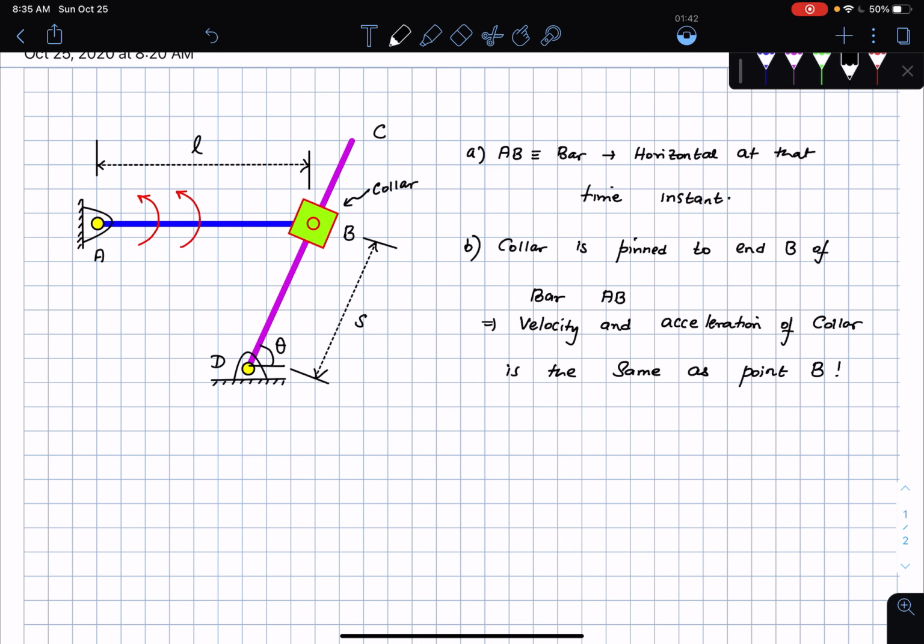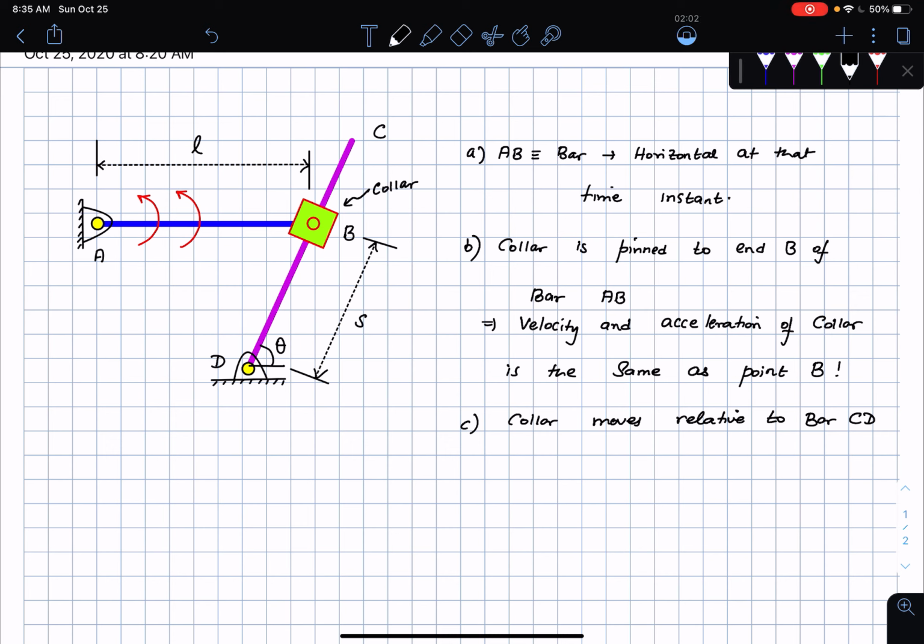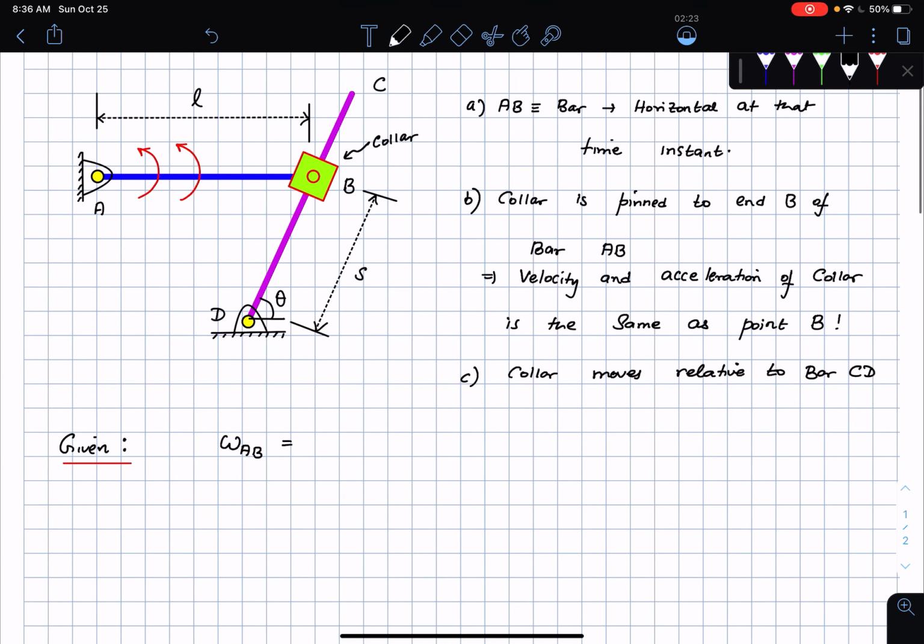Then the collar moves relative to the bar CD, or DC, whatever you want to call it. At the instant shown, the bar AB is horizontal, and some dimensions are given to us. We are given the angular velocity and angular acceleration of AB, so alpha and omega of AB, and they are told to be in the counterclockwise sense.